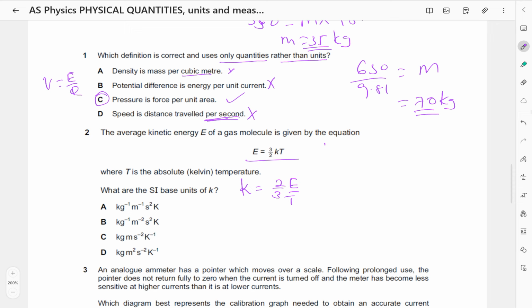We know the base unit of T is kelvin, capital K. We know the base units of energy. Energy is work done, and work done is force times distance. So the units are kilogram meter squared per second squared for energy. So we now have the units of k as those of energy, which are kilogram meter squared per second squared, divided by T, which is per kelvin. So these two are automatically wrong. This one is also going to be wrong, and our correct answer is going to be D.